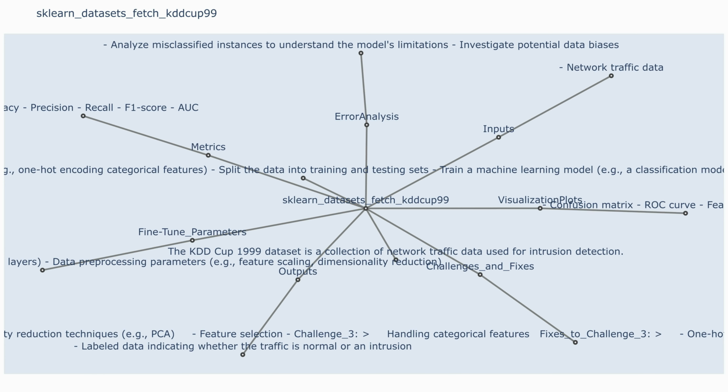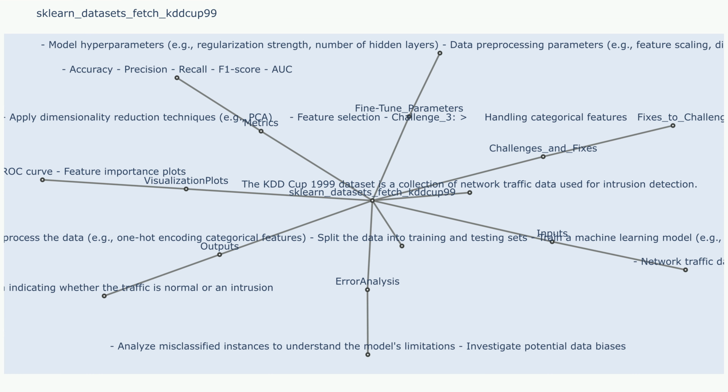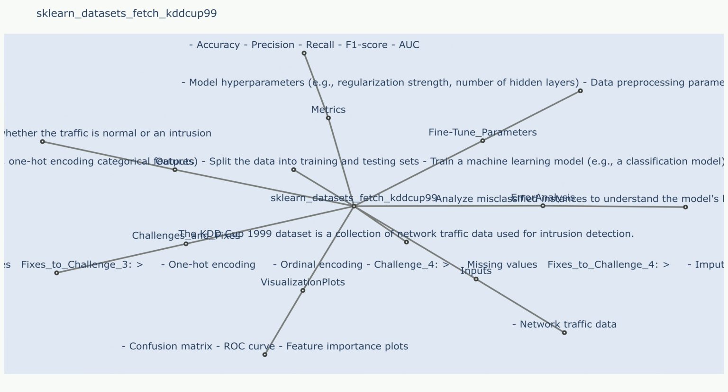sklearn.datasets.fetch_kddcup99. Description. Inputs: none. Dataset: a dictionary-like object containing the KDD Cup 1999 dataset. It includes the following keys. Data: a NumPy array of shape 494021 by 41 containing the features of each instance.